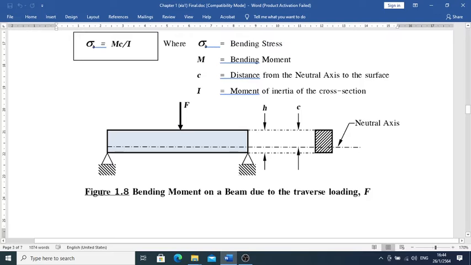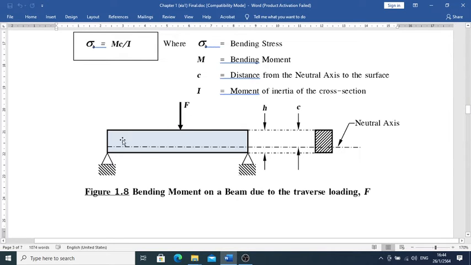For figure 1.8, we have a simple support beam with a left support and a right support respectively. We have a force F, which we call transverse loading. This force acts perpendicular to the axis of the beam. So we have transverse loading.